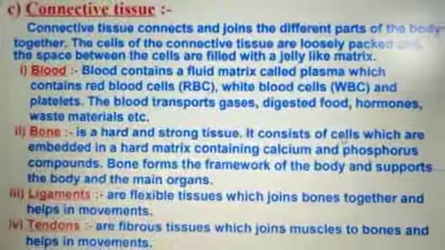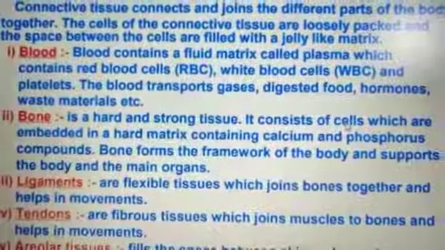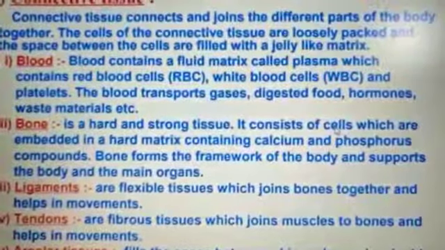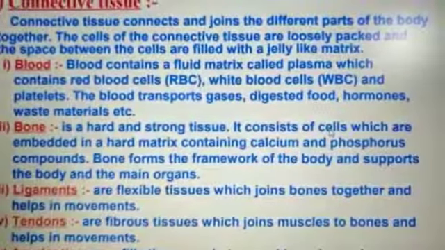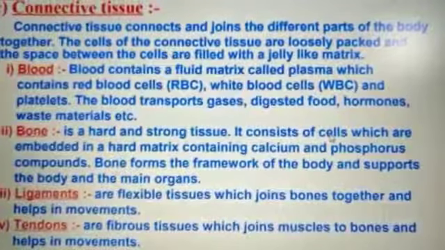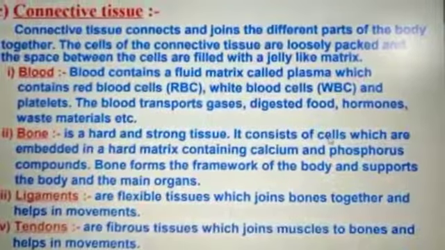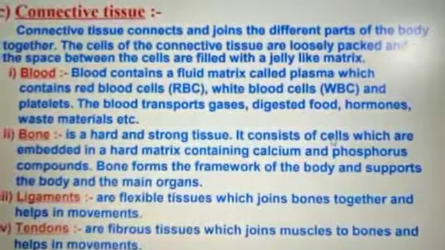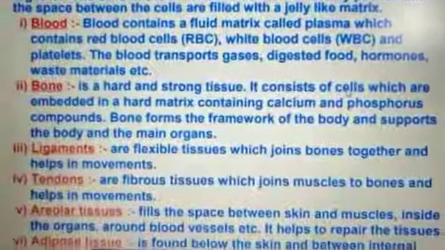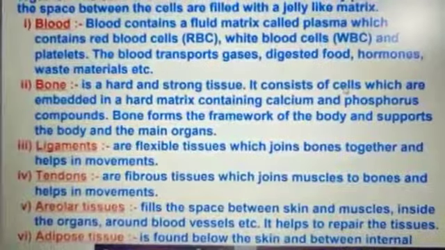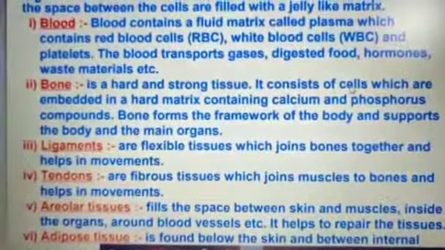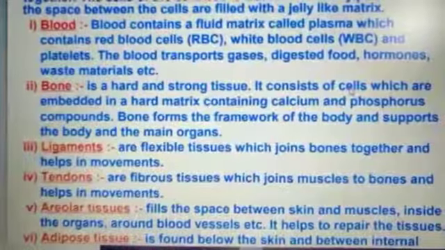Now focus on the next connective tissue, that is bone. Bone is a hard and strong tissue. It consists of cells which are embedded in a hard matrix containing calcium and phosphorus components. Bone forms the framework of the body and supports the body and the main organs. The organism's body gets its shape because of the bony structure; bones when joined form a skeleton.